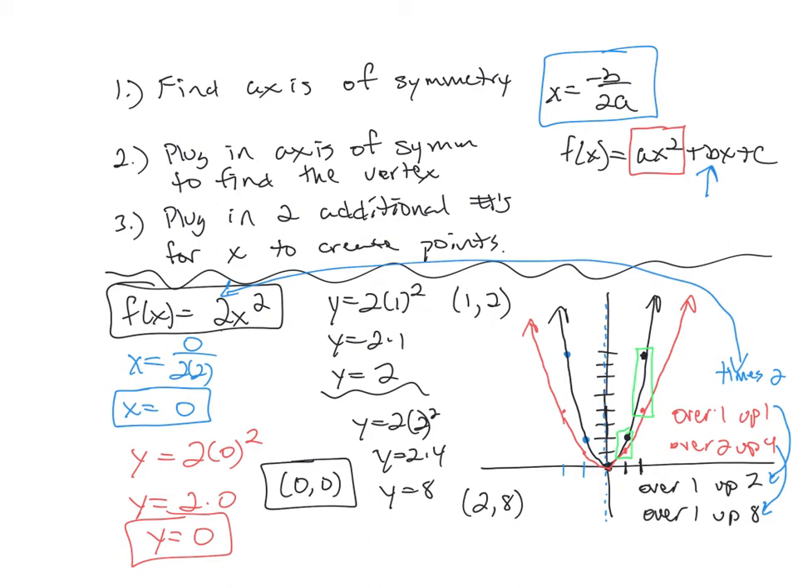So when we look at the problem's graph, it made the points go up faster. Instead of over 1, up 1, it went over 1, up 2, or over 2, up 8 instead of 4. It went up fast. So this is how 4 or 5 of your problems are going to look. We just graphed it, but it's going to say graph that, and then compare to y equals x squared, or it could say f of x equals x squared.